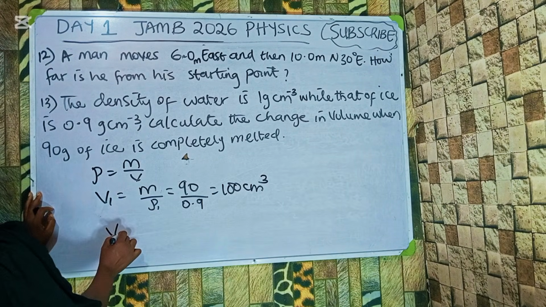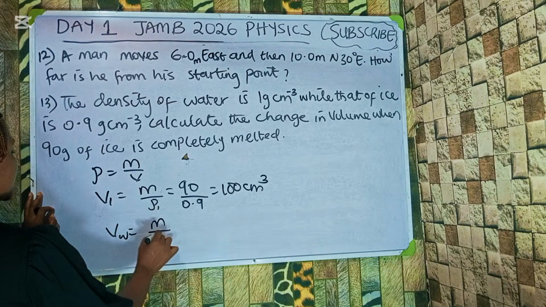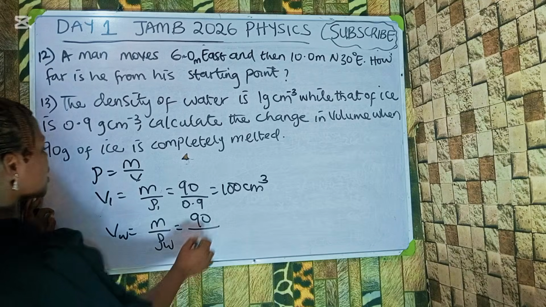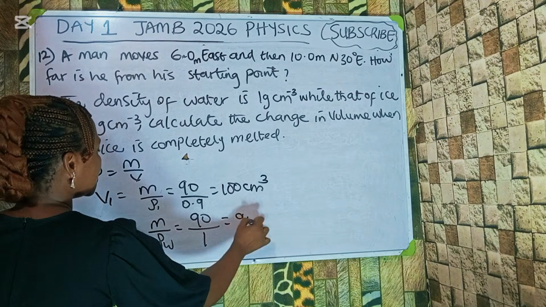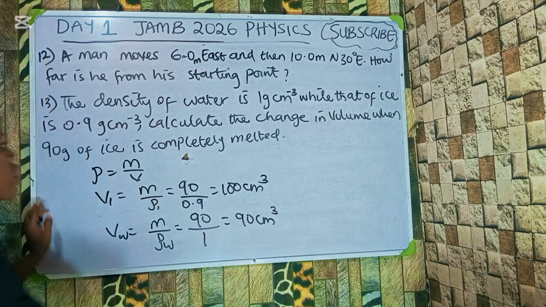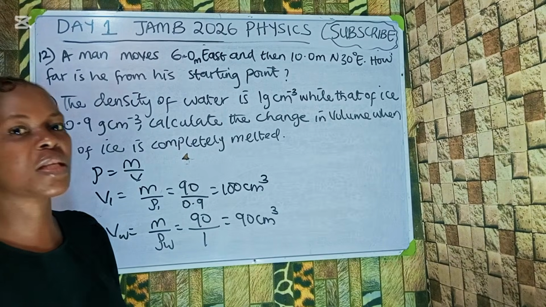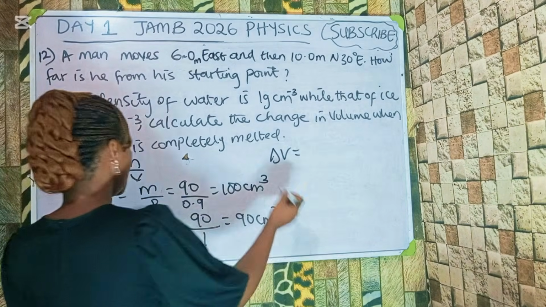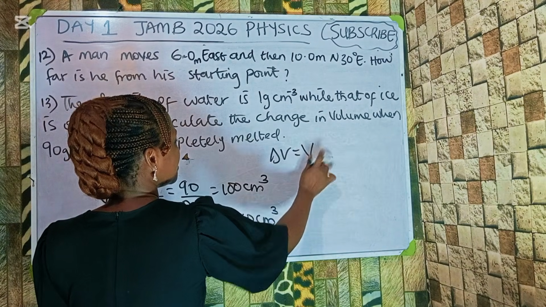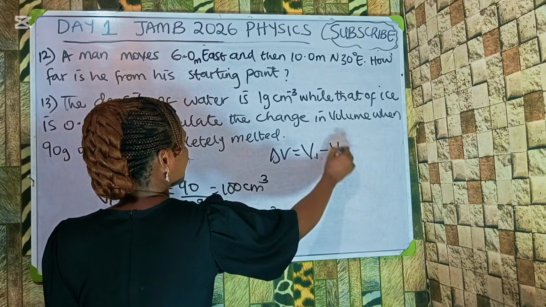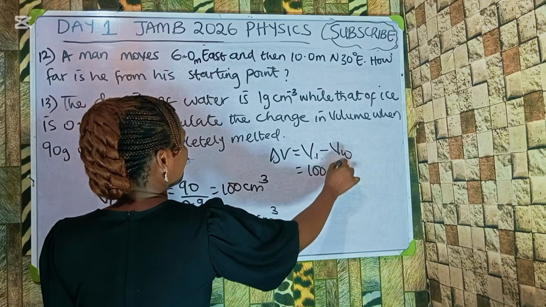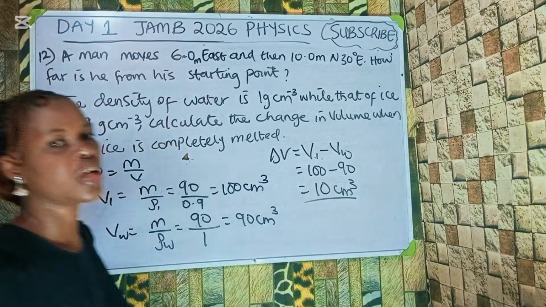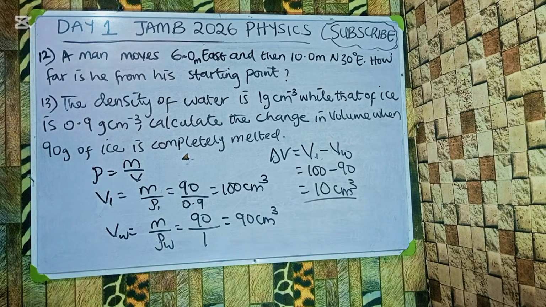Now let me look at that of water. We have mass over density of water. So we have the same mass, which is 90, over density of water, which is 1. They're going to give me what? 90 centimeter cube. So the change in volume when the ice has completely melted becomes V of ice minus V of water. Okay, that will be 100 minus 90. That gave rise to 10 centimeter cube. So the change when the ice has completely melted is 10 centimeter cube.